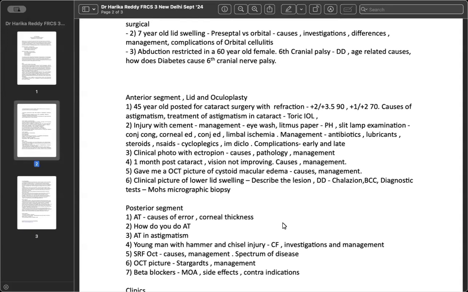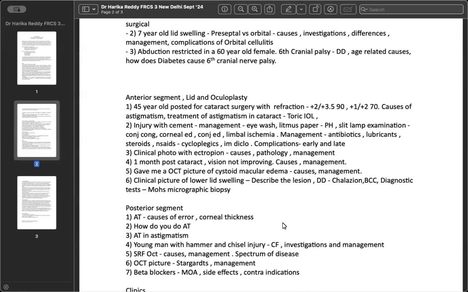Okay, iridodialysis. Then in the lens, it could be phakic or subluxated lens. Again in the vitreous, because if it's a nucleus drop, there can be vitritis, or in the retina, there can be CME or RD, and management of each one. Then he gave me an OCT picture of a cystoid macular edema and asked me the causes. It's pretty much a straightforward case, causes and management of cystoid macular edema.